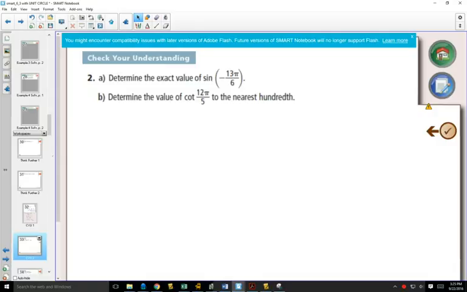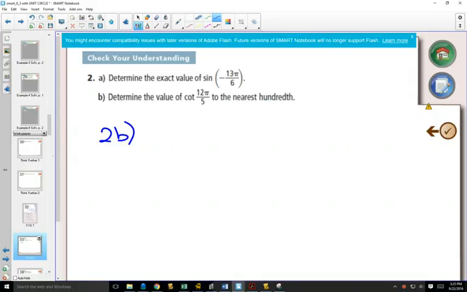So what's going to happen is we are going to do 2a after we've done our unit circle. So right now we are only going to solve 2b. It says determine the value of cotangent of 12 pi over 5 to the nearest hundredth. So we're going to need to use our calculator.